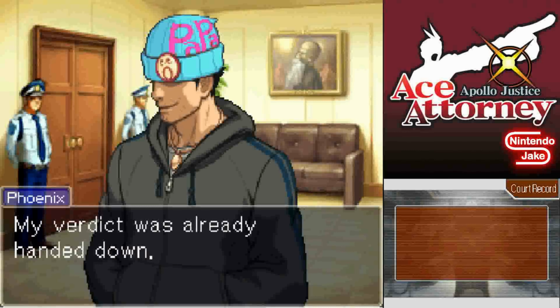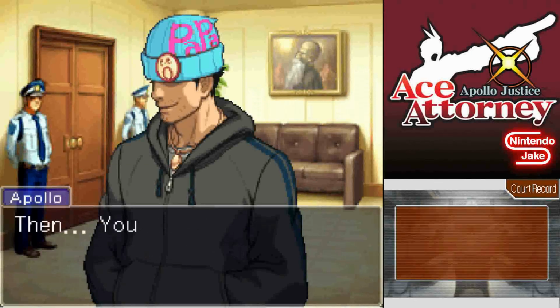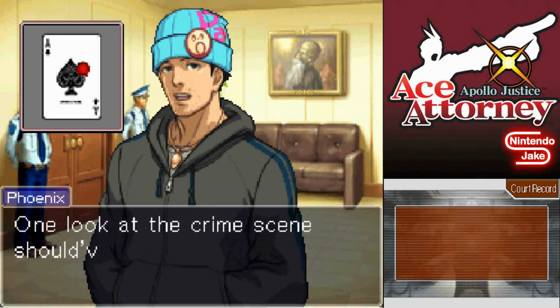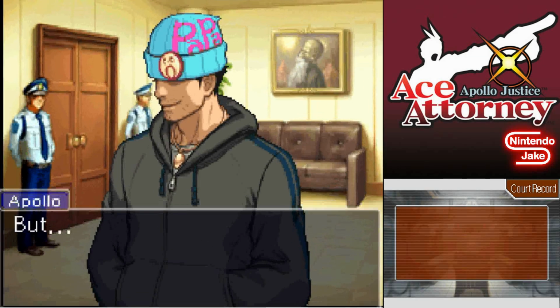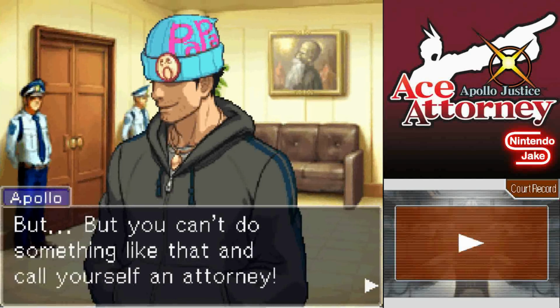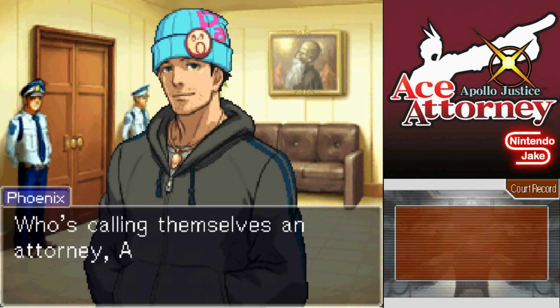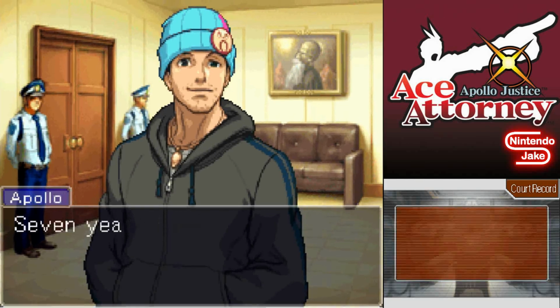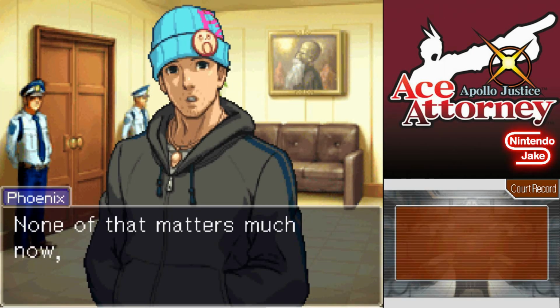The verdict was already handed down 7 years ago. Then you really... Yes, I forged this card. One look at the crime scene should have told you it wasn't real. But you can't do something like that and call yourself an attorney. Who's calling themselves an attorney, Apollo? So it's true. The rumor is true. 7 years ago... None of that matters much now, does it?